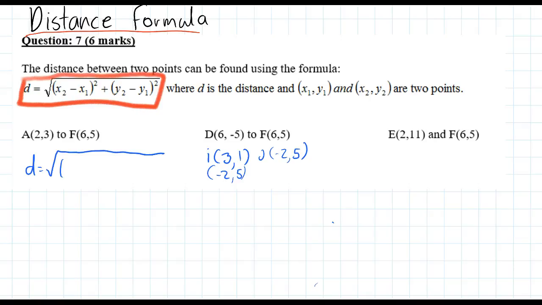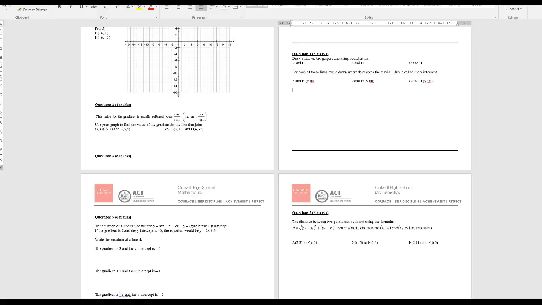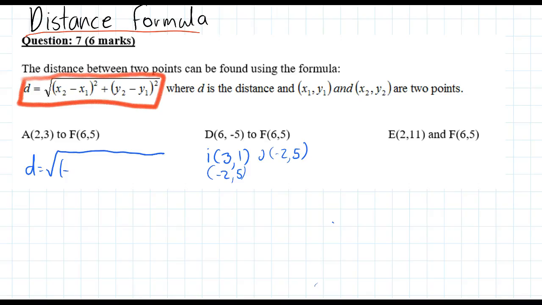So in brackets, minus 2, my minus 2 point, minus from the formula, x1, or x from the first point, which is 3. Then I've got squared plus y2, which is 5, minus y1, which is 1. So 5 minus 1. Okay, and then squared as well.